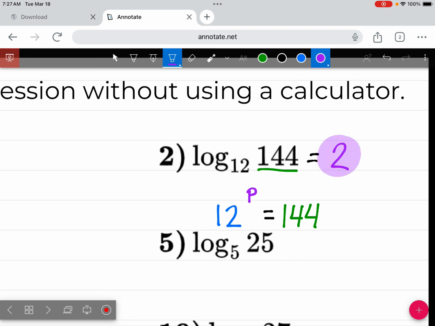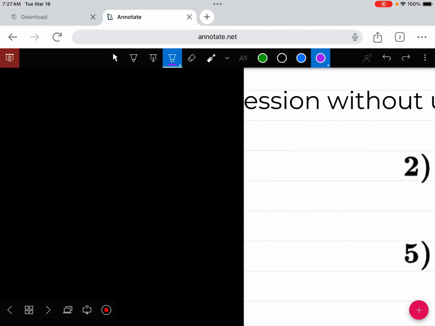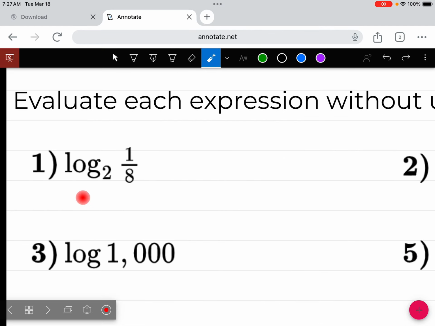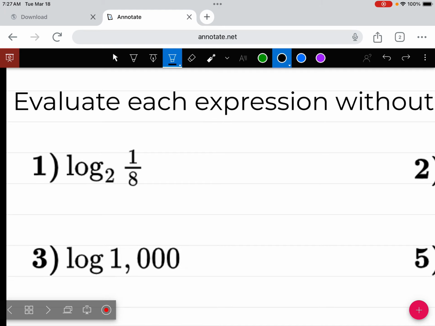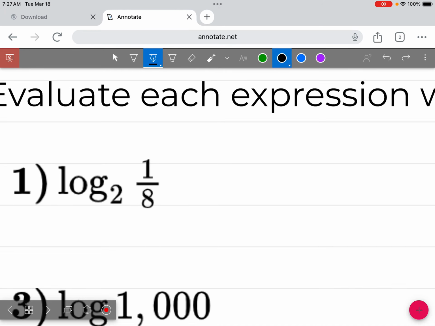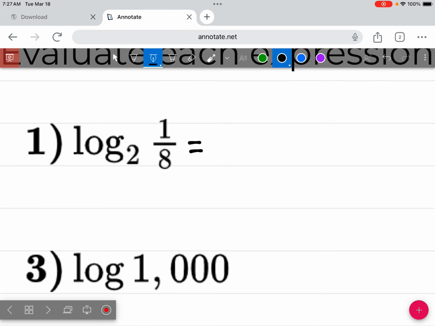So when we are given a log with a base, we say this base to what power equals our argument. If we look at number 1, our base to what power is going to equal 1/8? Think of it, or switch it wholly around as needed. So this is 2 to what power is going to equal our argument of 1/8.